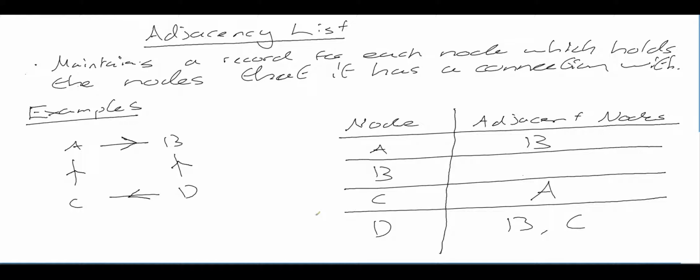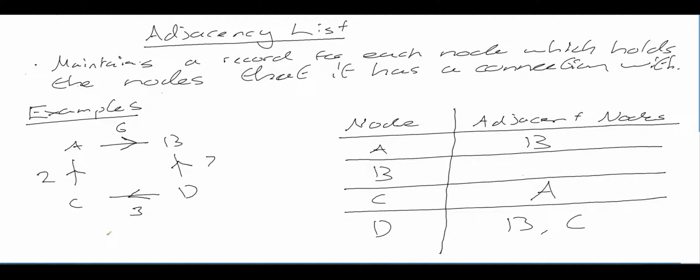So as you can see now, we've reduced the number of nodes we're writing down in the adjacent nodes column, and that is because we've made the graph directed, so the nodes in our graph aren't adjacent to as many nodes as they were before.